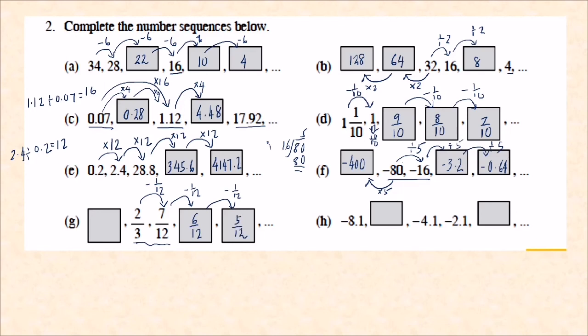Okay, so going behind is minus, going to the front is the opposite. The opposite of minus is plus. So plus 1 over 12. So 2 over 3 plus 1 over 12 equals 3 over 4.